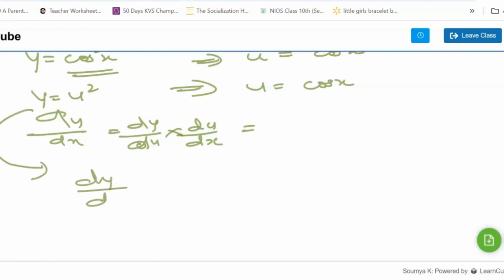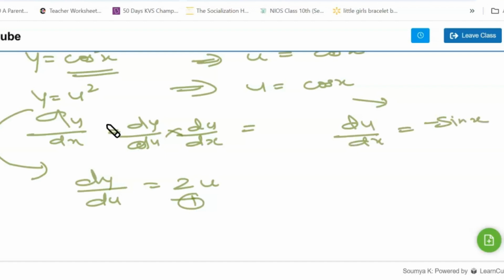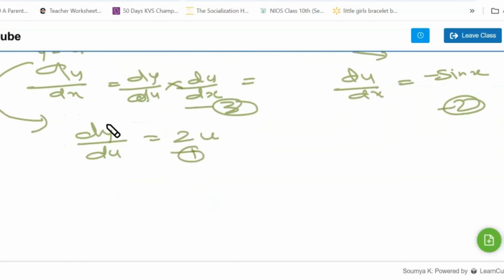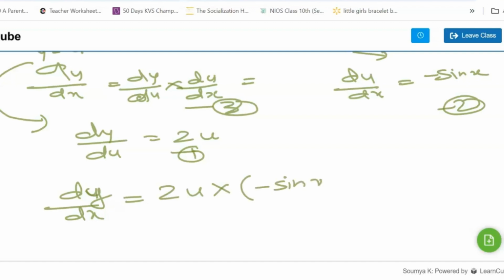Here dy by du will give you 2u. Okay, this is equation 1. And now you have du by dx, which will give you minus of sin x. So equations 1 and 2 can be substituted into equation 3. When you substitute equations 1 and 2 into equation 3, what you will get is dy by dx is equal to dy by du, that is 2u, into minus of sin x.